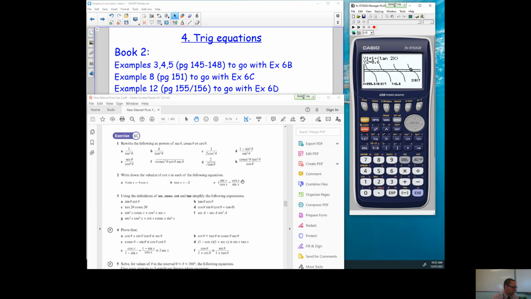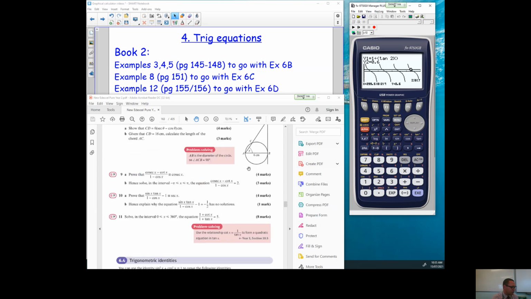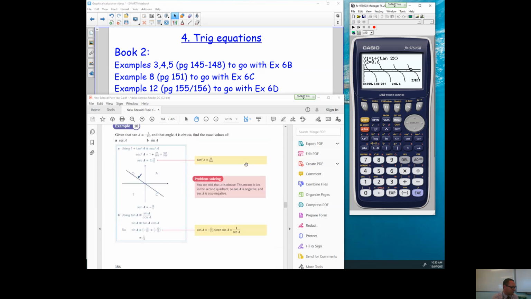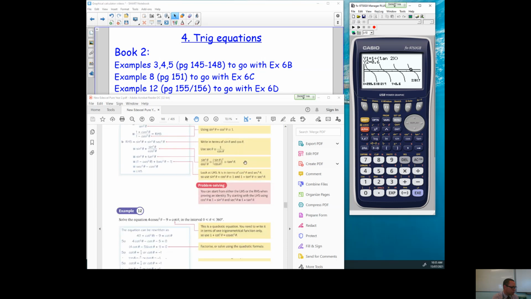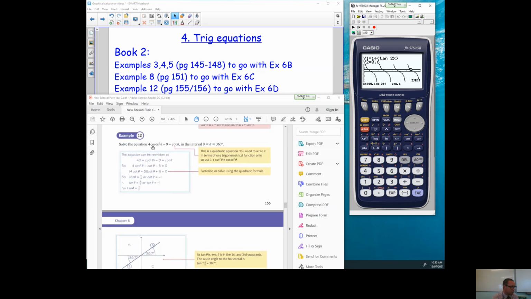So next example, moving on. We've done 3, 4, and 5 here, not in the right order, apologies. We've done number 8, so we're just going to do number 12 now, and then we'll go on to the next video. So example 12. This is quite a complicated quadratic equation: 4 cosec squared theta minus 9 equals cot theta. And again, it's in the interval 0 to 360, so I shouldn't need to fiddle around with my V window, which is good.